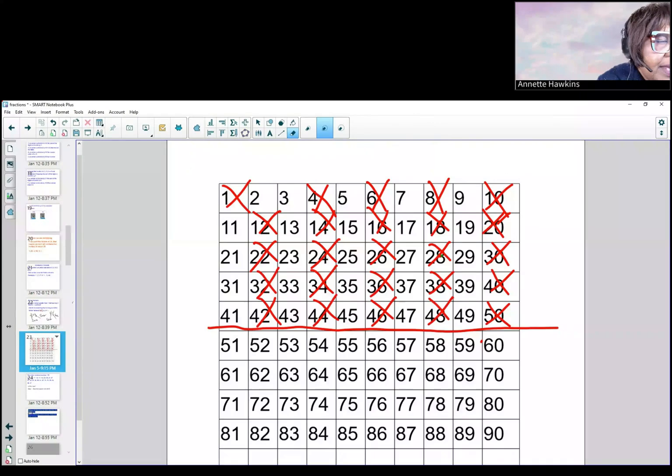All right, let's go to the next number, which is 3. 3 is a prime number because it only has 2 factors, 1 and 3, which is itself, okay? So it's prime. So the same thing that I did with 2, I'm going to cross out every third number. Now, some of these will be already crossed out, and that's a good thing.